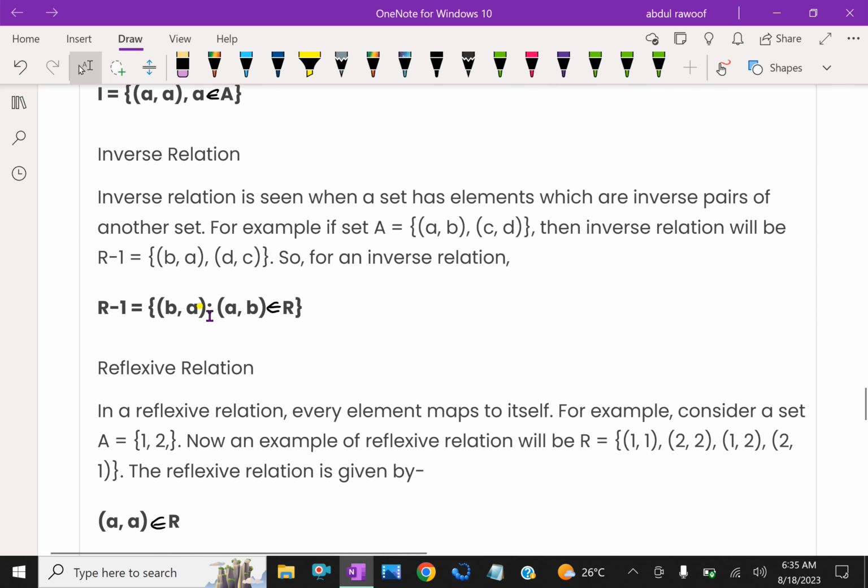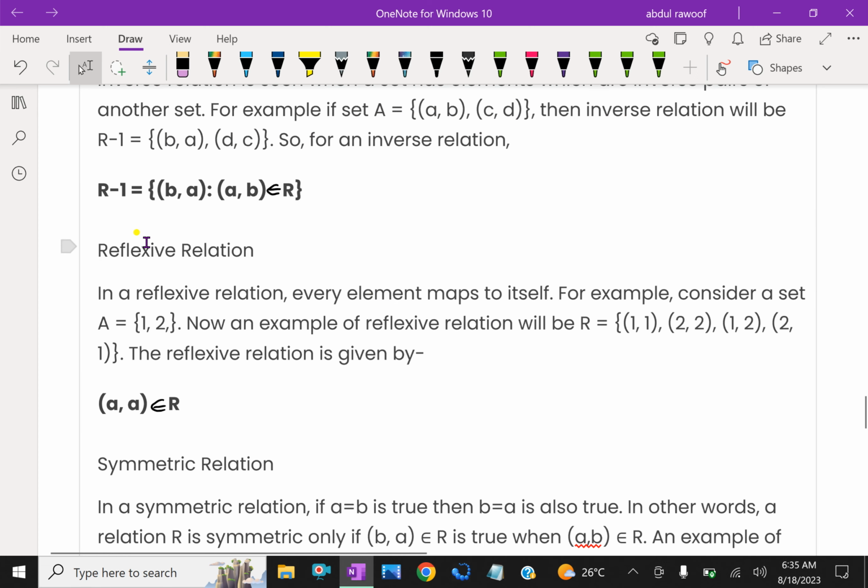Inverse relation. The inverse relation is seen when a set has elements which are inverse pairs of another set. For example, set A has a, b, c and d. The inverse relation R inverse is equal to its inverted pairs, (b, a) and (d, c). Therefore, R inverse is equal to {(b, a) such that (a, b) is an element of R}.